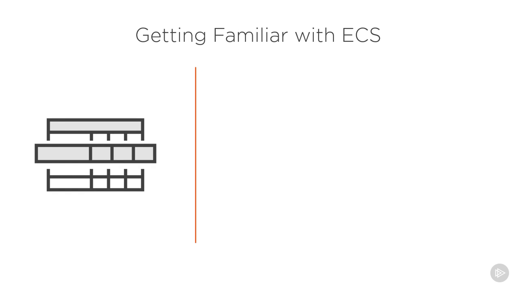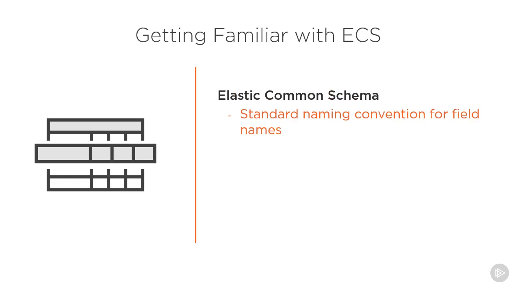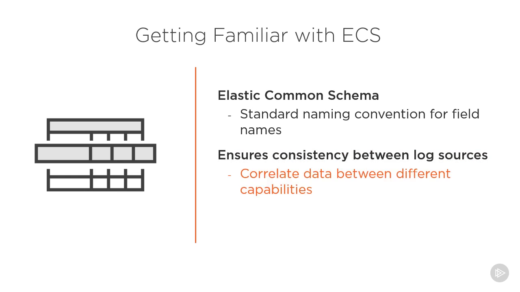Another important aspect we need to address is data consistency, as we may encounter problems when trying to correlate data from different sources, which are in different formats and contain different fields. ECS, or Elastic Common Schema, has been developed to address this problem. It's a standard naming convention for field names. The primary goal is to ensure consistency between log sources. And this is a must when we'll correlate data between different security capabilities.